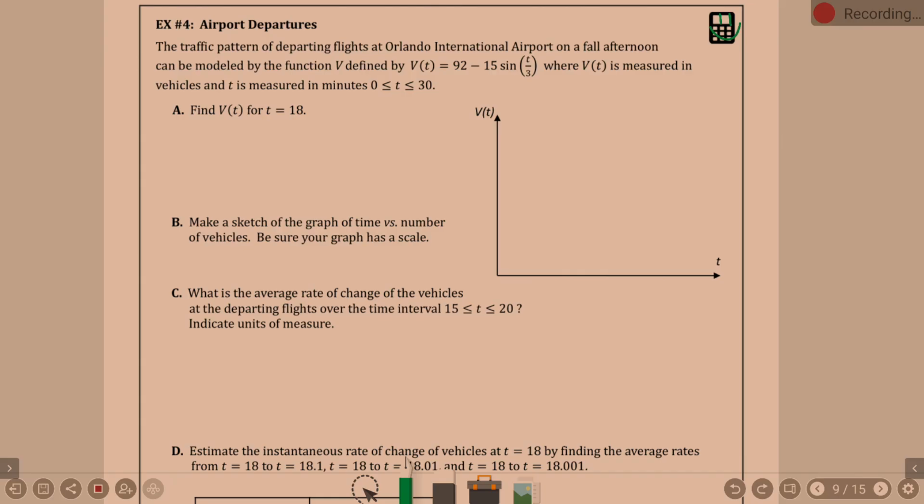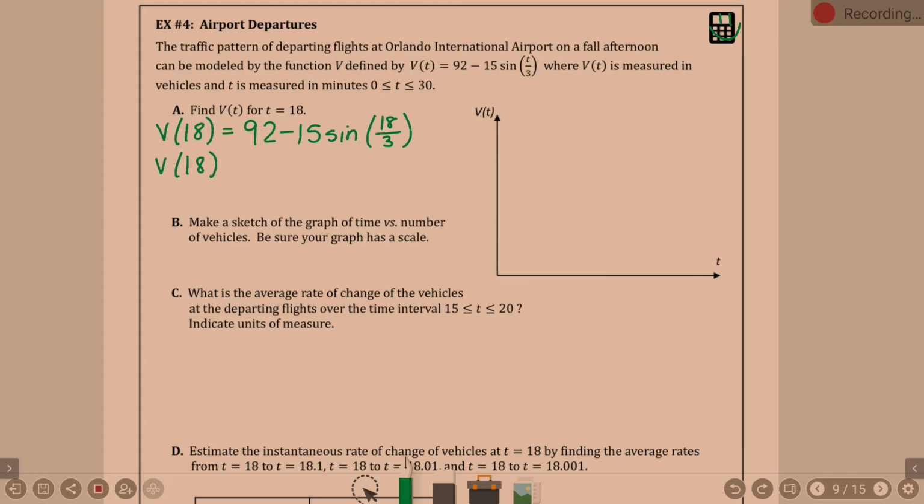So when it says find V of t for t equals 18, I would write it as I'm trying to find V of 18. You can almost just put 18 in the parentheses. So officially it's 92 minus 15 times sine of 18 over 3, which just becomes 6. And keep in mind, calculator: you don't know the sine of 6, so grab the calculator and plug it in.